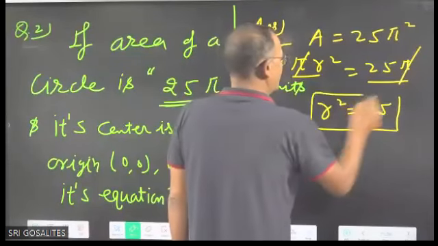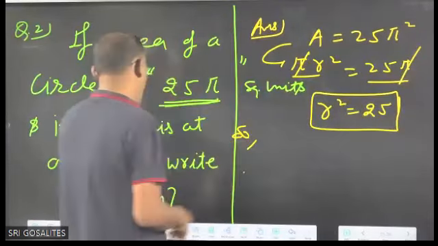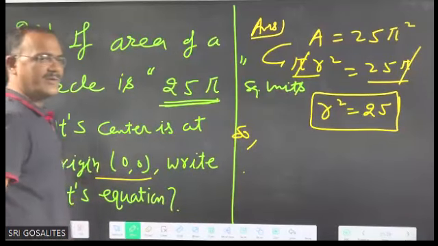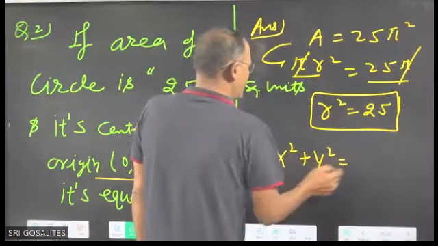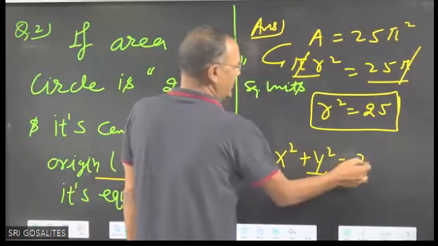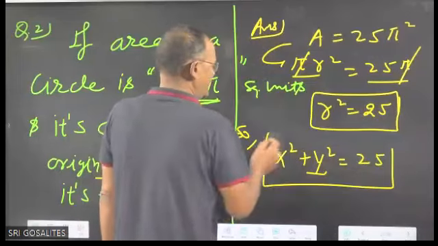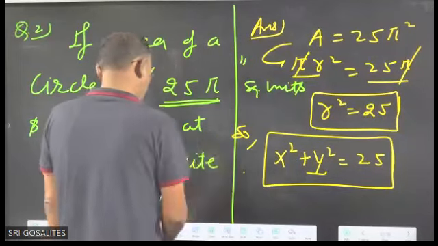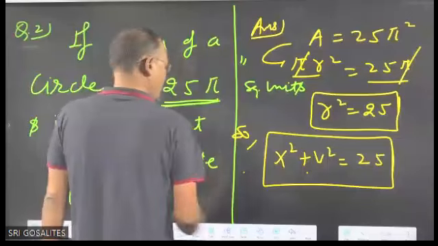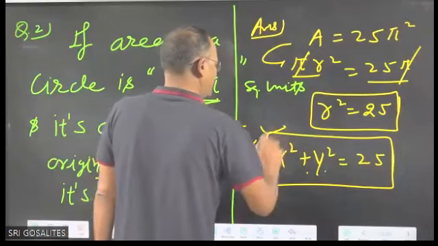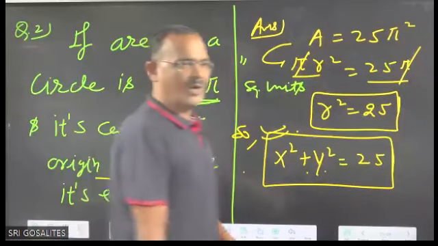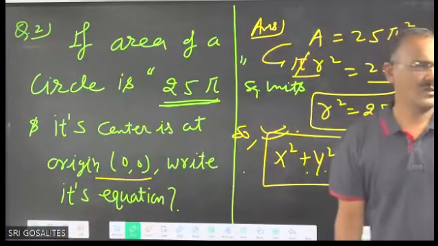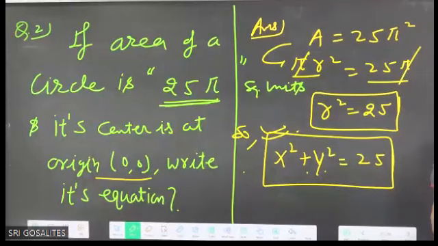So r square is 25. Origin कहाँ पर है circle का? 0, 0. So what is the equation? X square plus y square is r square. That is 25. So this is the equation of the circle. Is this clear to you all? Any problem? Fine.